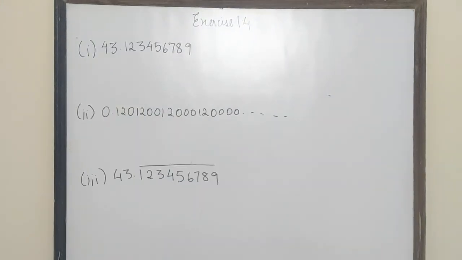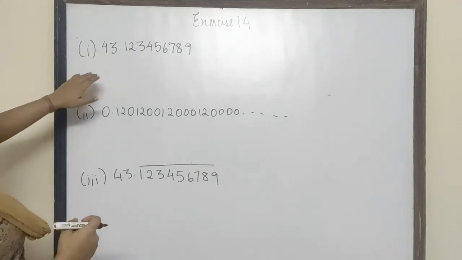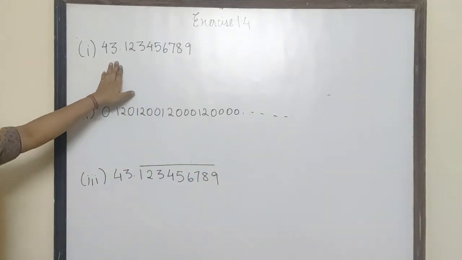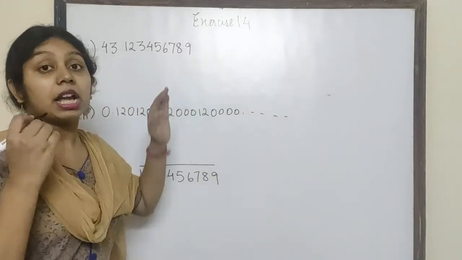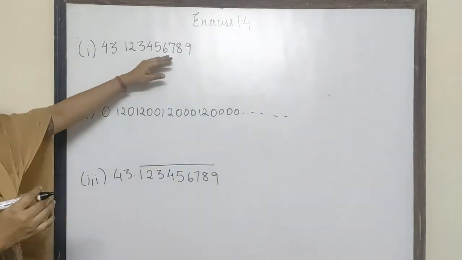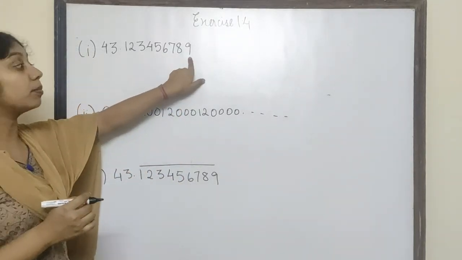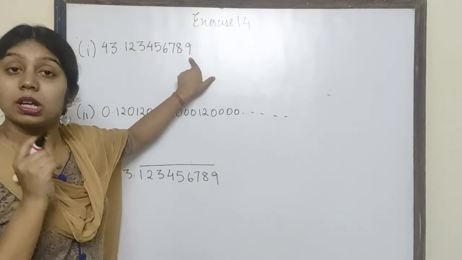Now, the last question is, the following real numbers have decimal expansions as given below. In each case, decide whether they are rational or not. If they are rational and of the form p by q, what can you say about the prime factors of q? So let us see the first one, children. It is very obvious that the number 43.123456789 is a terminating one, isn't it? You can see that at number 9 the decimal expansion has been terminated.